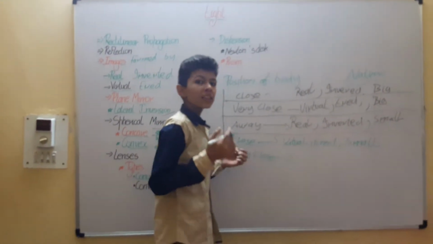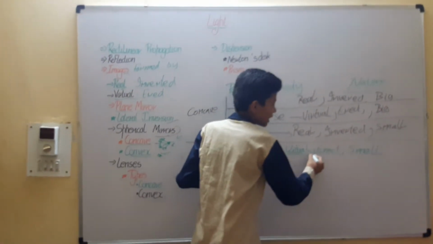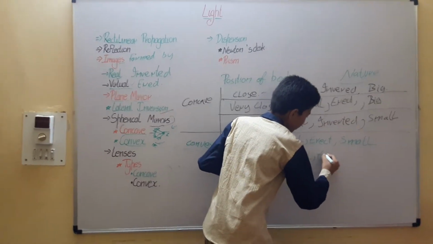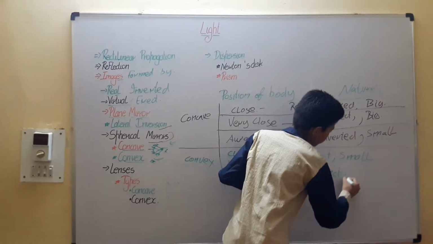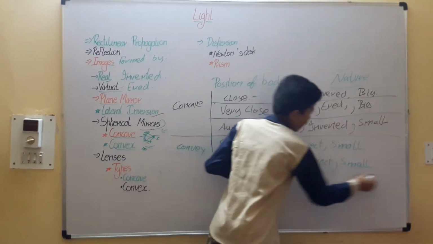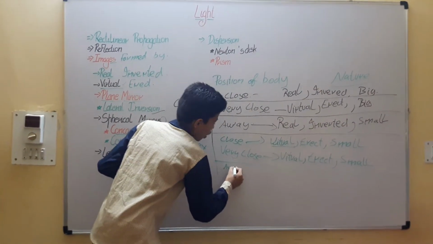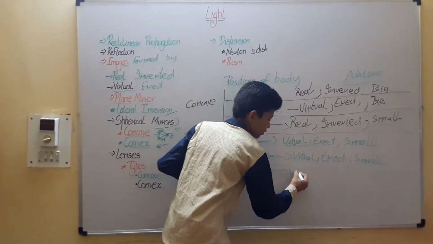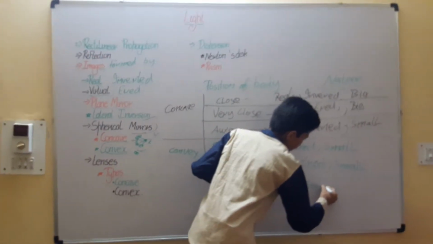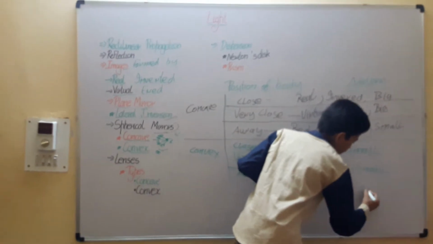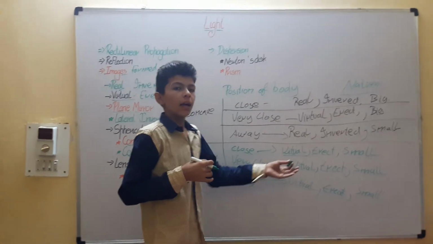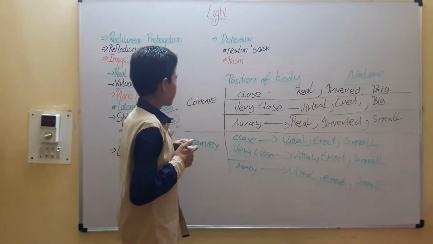When it is very close, it would again have the same properties: virtual image, erect, and small in size. And when it is placed very far, its properties will also remain the same. It would be a virtual image, an erect image, and also small in size compared to the body.